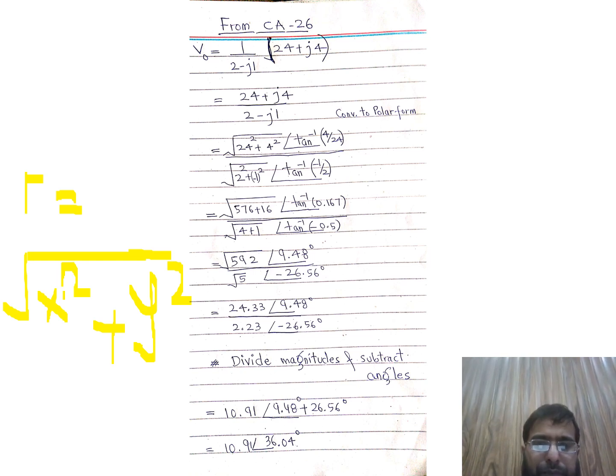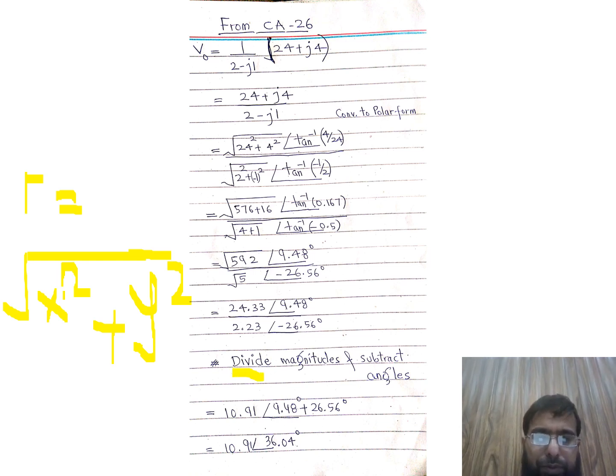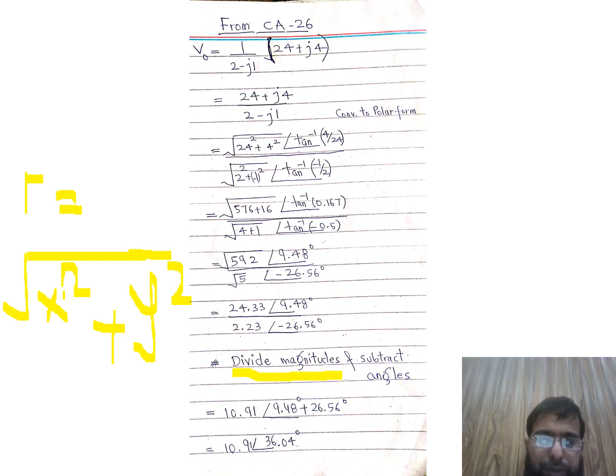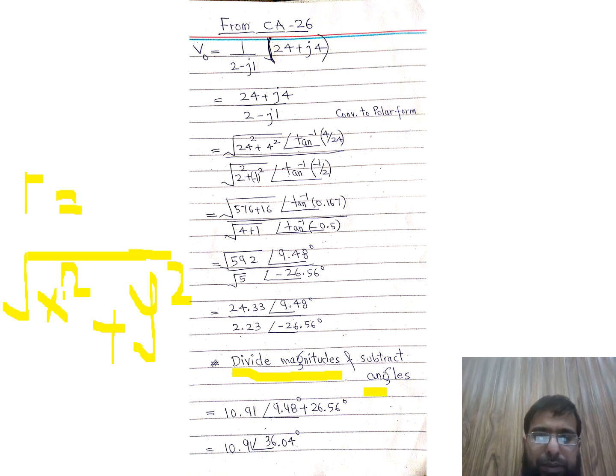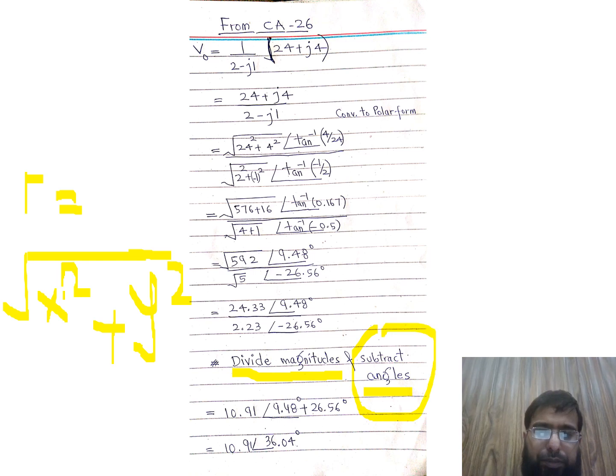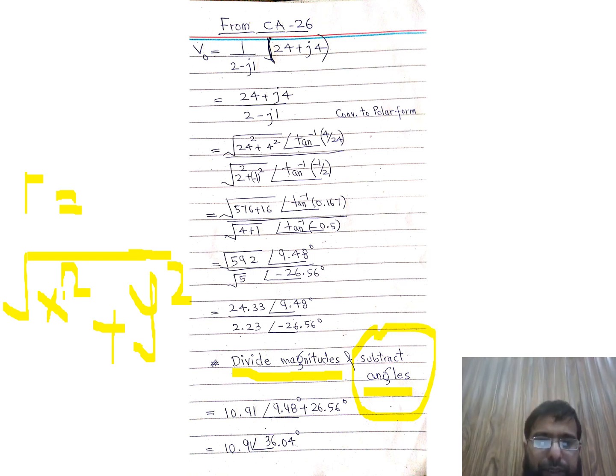So at this point we are supposed to divide magnitudes, but do not divide angles. Subtract angles. This is very important. So divide these magnitudes. 24.33 divided by 2.23 yields 10.91.